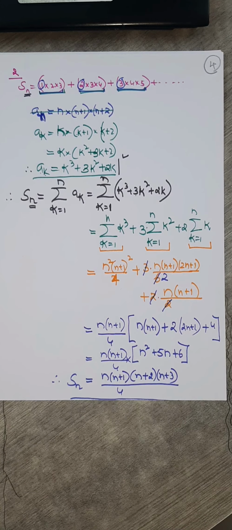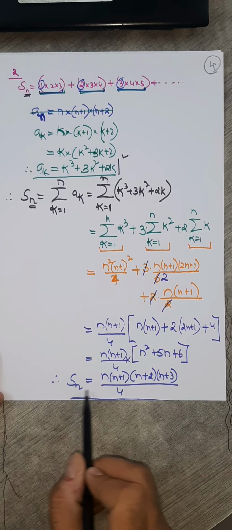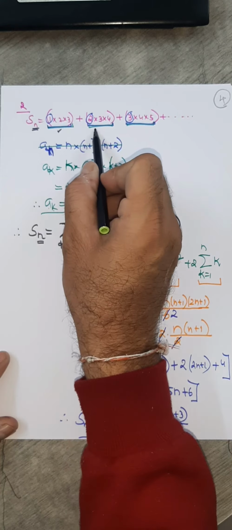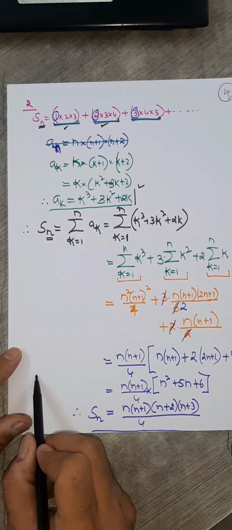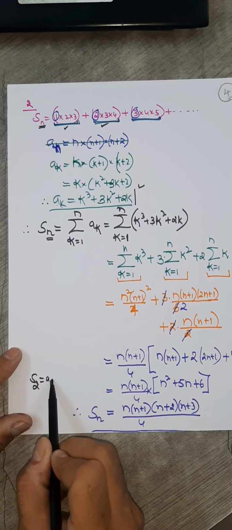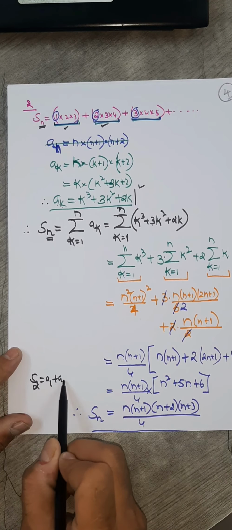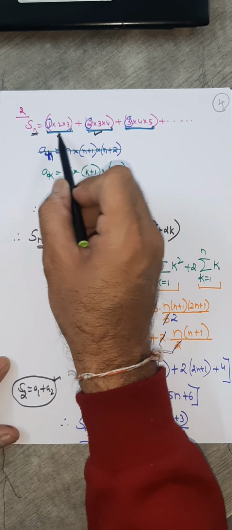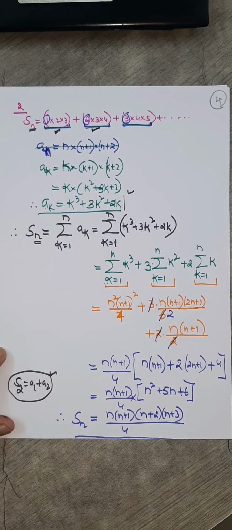If you want to just verify, put 2 everywhere. So you must get the sum of the first 2 terms. This one plus this one. You know S2 is A1 plus A2. We know very well from the beginning of this chapter. So if I put 2 everywhere, we'll get the S2. It has to be the sum of this plus this. Okay.